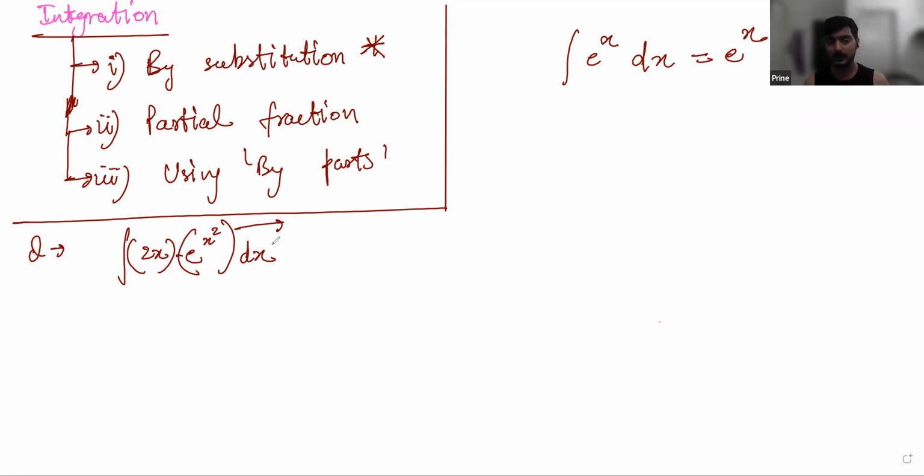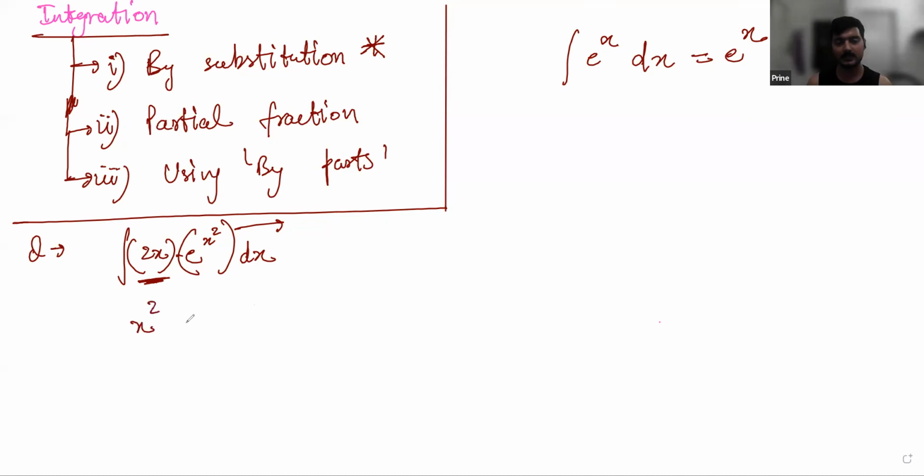So e to the power x square, we don't know yet, right? And 2x, I know I can integrate 2x, but when 2x is multiplied by e to the power x square, I don't know the integration. I don't have any direct formula related to this, right? So what I can do is, in substitution, you choose one function such that its differentiation is also present in the same mathematical expression. So let's say I choose x square for a moment.